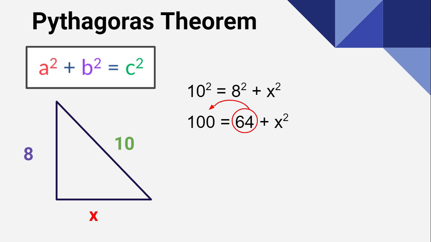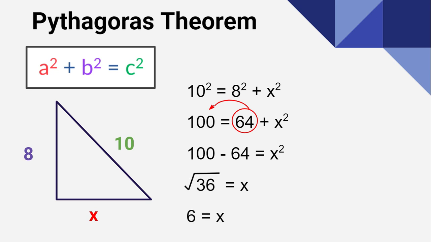But when it goes to the other side, the signs have to change. So I'm going to make another video explaining how the signs change when it goes to the other side. But for now, we just need to know that the sign has to change. So I'm going to take 64 to the other side, so it becomes negative 64, and then I have 100 minus 64 is equal to x squared, and that gives me 36. And again, the x squared has to go to the other side, which becomes a square root, and the square root of 36 is equal to x, which means that my a is equal to 6.